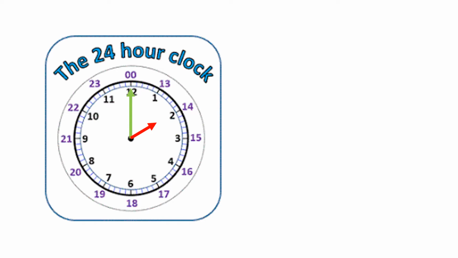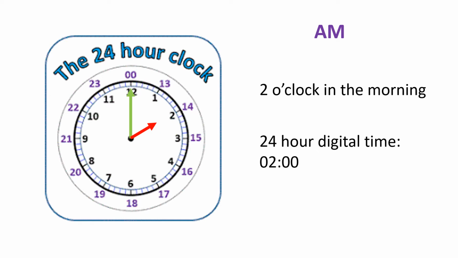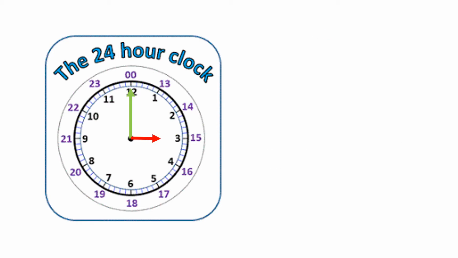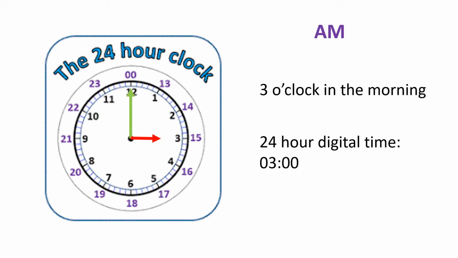Two o'clock in the morning, still when you're fast asleep. The 24-hour digital time is going to be 0200. Very important to have that 0 at the beginning of the time. 3 o'clock in the morning, still fast asleep, hopefully. And the 24-hour digital time is 0300. Very important we have that first 0.